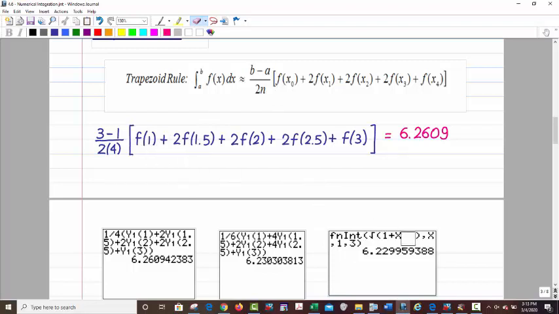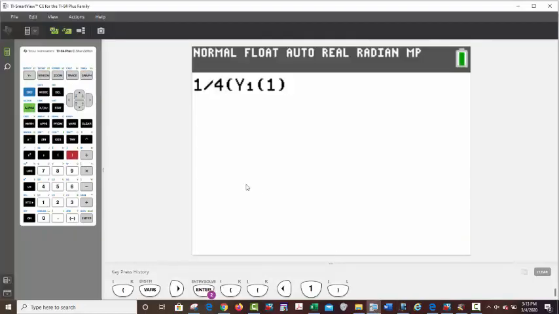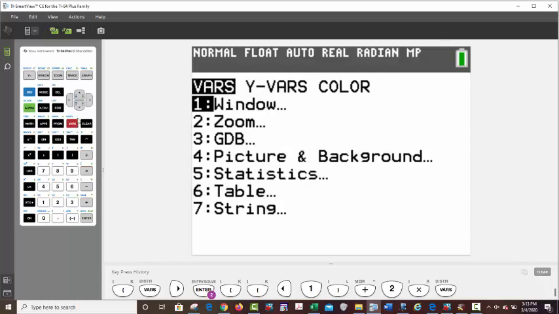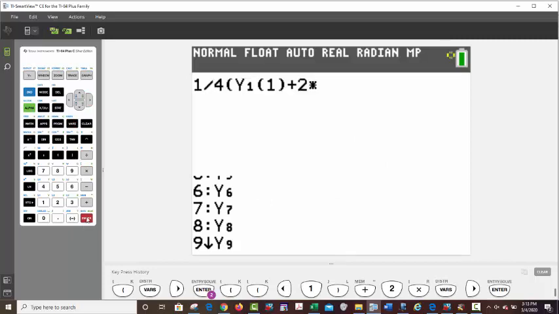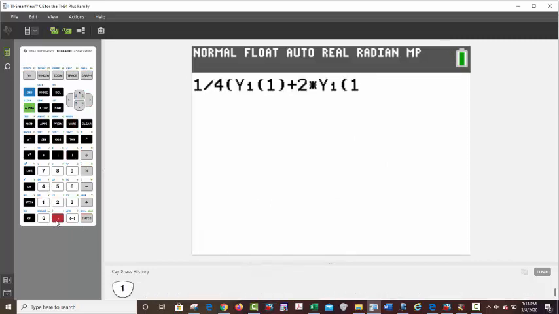Now, I don't need that number individually because it's just part of the sum, the grand sum here. So I'm just going to keep going. Then it's going to be plus 2. I may not have to put the times here. It'd probably be okay if I did or didn't. It doesn't matter. I'll go ahead and do it. It's probably okay if you don't. It should know it's multiplication. VARS, Y-VARS, function, Y1, and the next x value, according to delta x, will be 1.5.